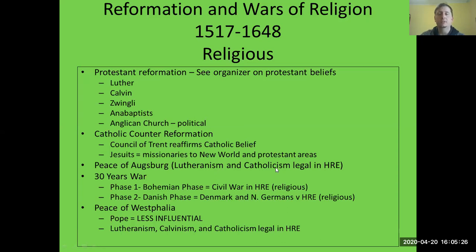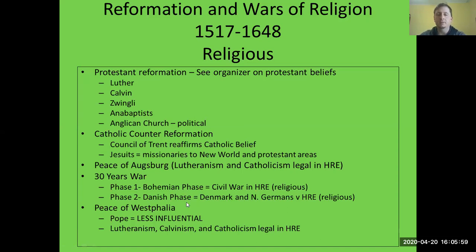You end up with the Peace of Augsburg in 1555, saying that Lutheranism and Catholicism are both legal in the Holy Roman Empire. This is like the final act of Charles V before he abdicates, giving the Austrian kingdoms to his brother, and the Spanish kingdoms and the American territories to his son. And then he goes off to a monastery. And then, of course, as I mentioned before, the 30 Years' War comes about 60 years after that.